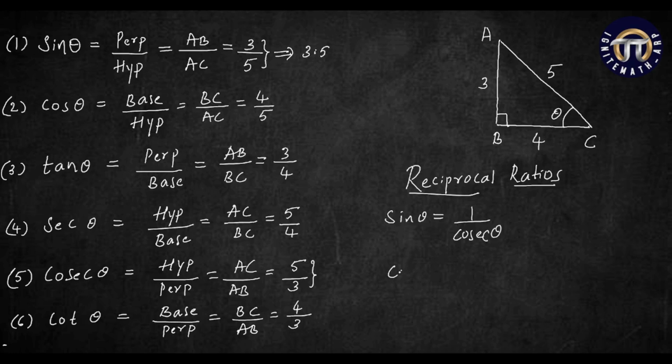Similarly, cos theta is equal to 1 by sec theta. In the sense, cos and sec are reciprocals of each other. Right. So tan theta is equal to 1 by cot theta, and cot theta is equal to 1 by tan theta also you can write. Clear, children? These are the basic trigonometric ratios.